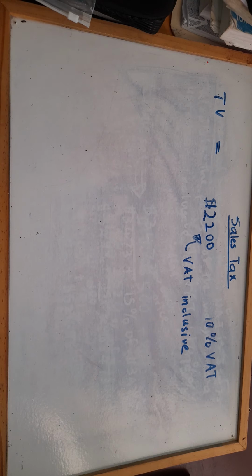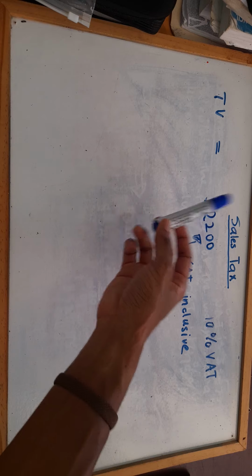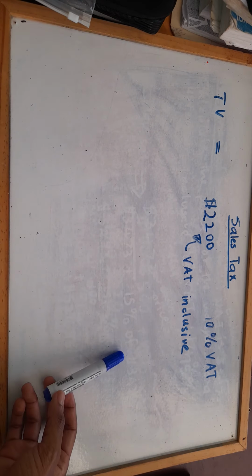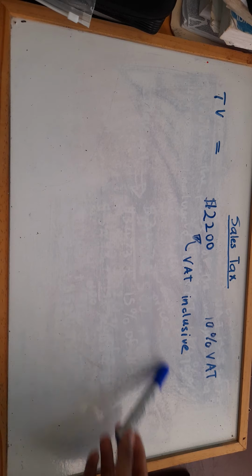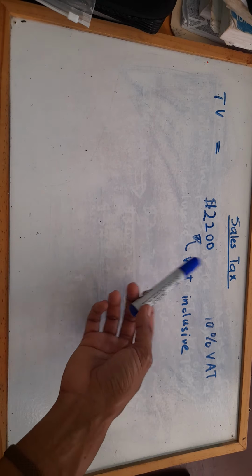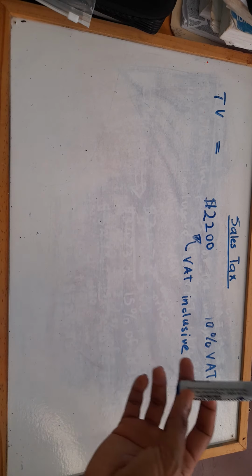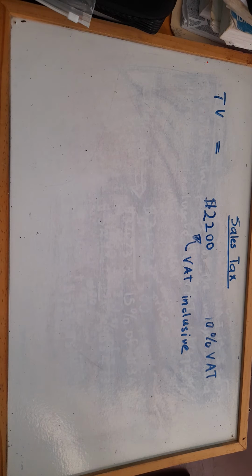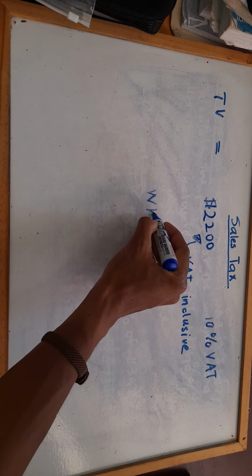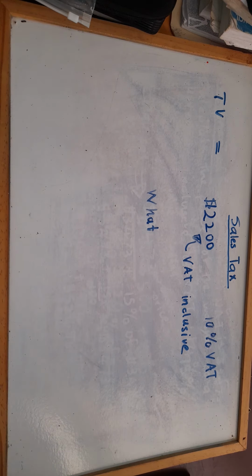So we use this example. A television costs $2,200. This is the marked price, but this is the VAT inclusive price, right? It costs this, but this price is VAT inclusive. The VAT is 10%. What is the price before VAT?